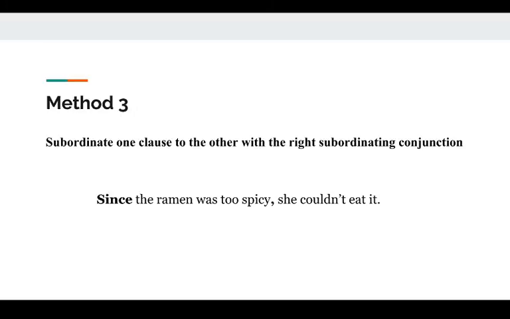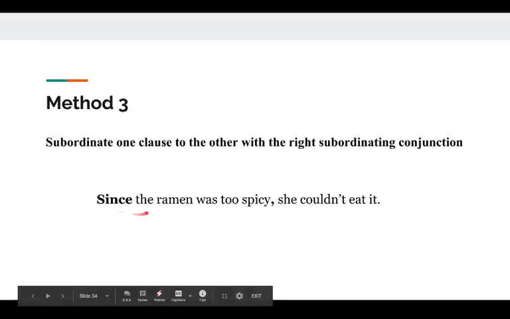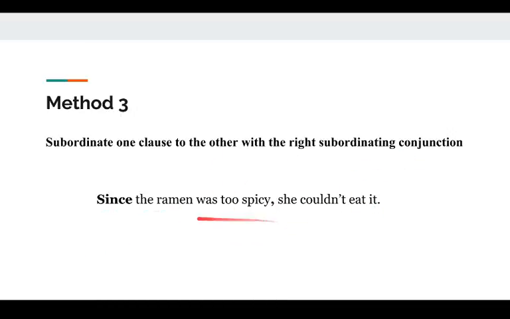The third method I wanted to talk about is subordinate one clause to the other with the right subordinating conjunction. Here, I didn't do anything to the second half of the sentence. I left it as is, but I added the word "since" to the beginning. So now we have: since the ramen was too spicy, comma, she couldn't eat it. When I say subordinate one clause to the other with the right subordinating conjunction, that might be a little bit confusing.